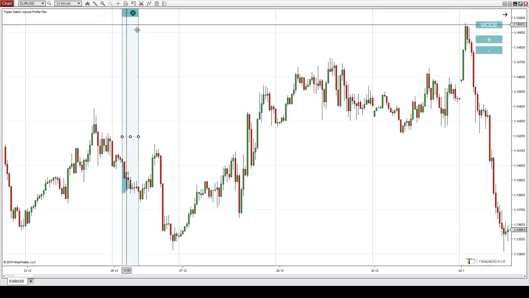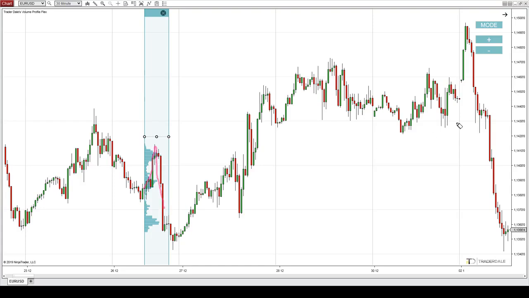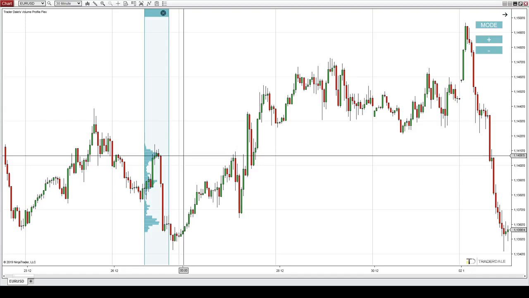So the next one is this one. This rejection of higher prices. Pretty clearly the heaviest volumes being in here. So let's draw a line there, and you wait for a pullback and you go short from there. This would be another nice winner from this volume cluster.